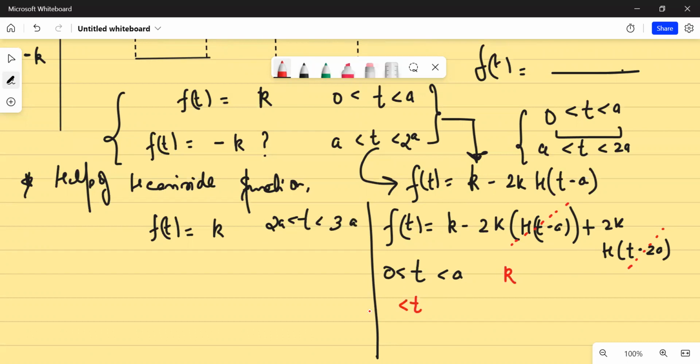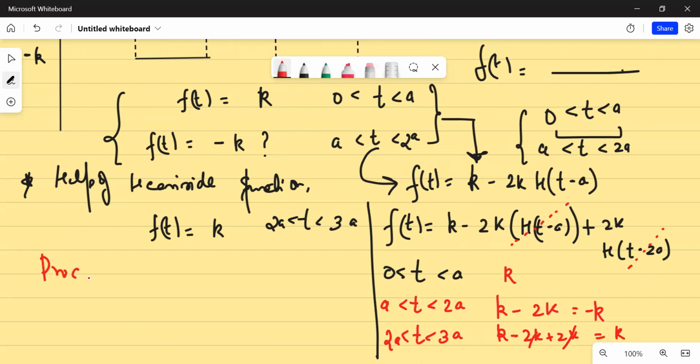If your t lies between a and 2a, then this will be k minus 2k, and this is what? It is only 1 if t is greater than 2a. For t less than 2a, this would be 0. So this will give you minus k. And if t is greater than 2a and less than 3a, then what? This is equal to k minus 2k plus 2k. This gets cancelled and you get a k. Is that fine? Yes or no?